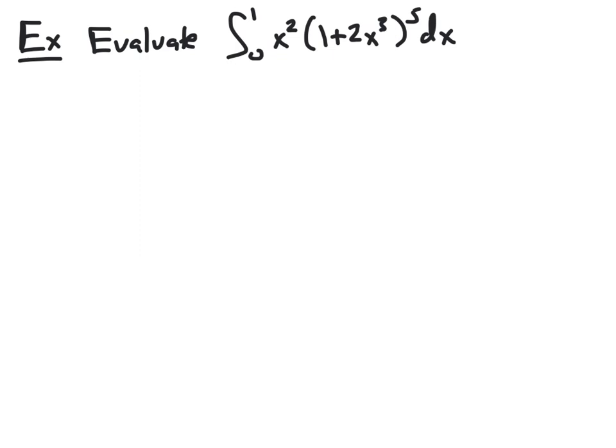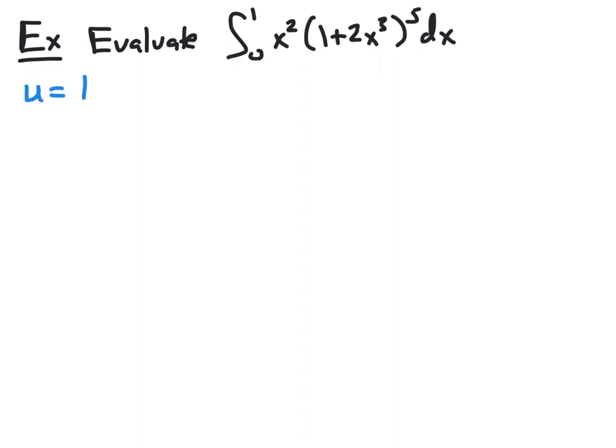In this example, we want to evaluate the definite integral from 0 to 1 of x squared times the quantity 1 plus 2x cubed to the fifth dx. In order to evaluate this integral, we can use a u substitution.